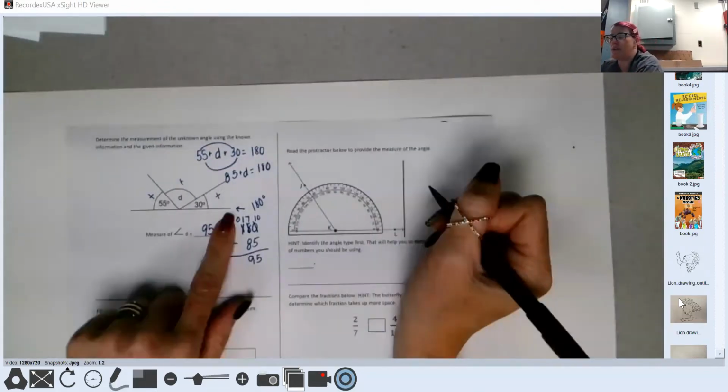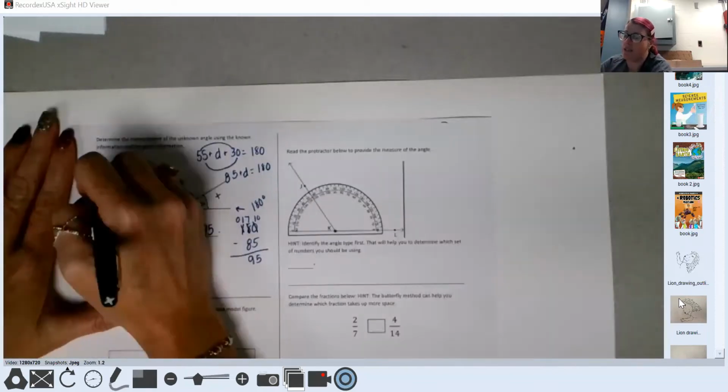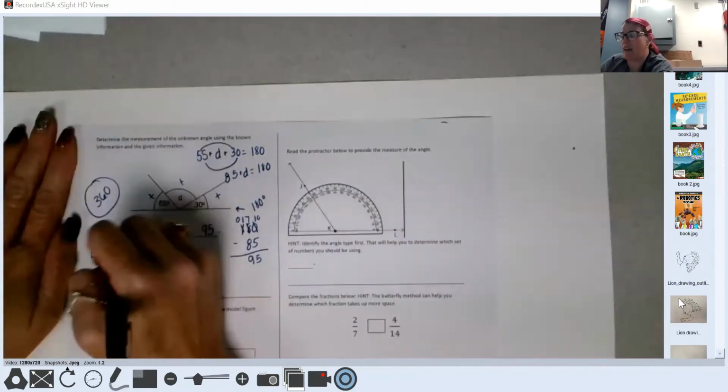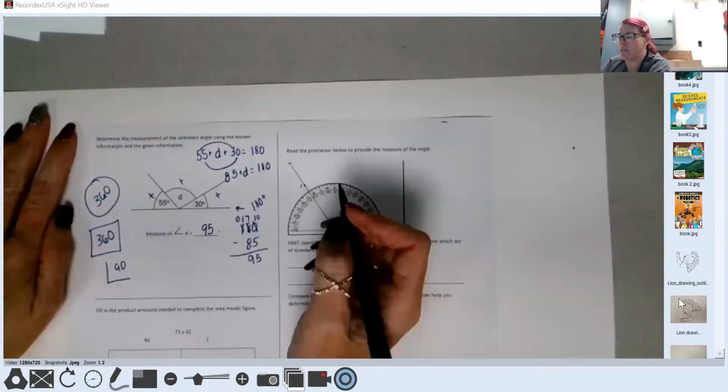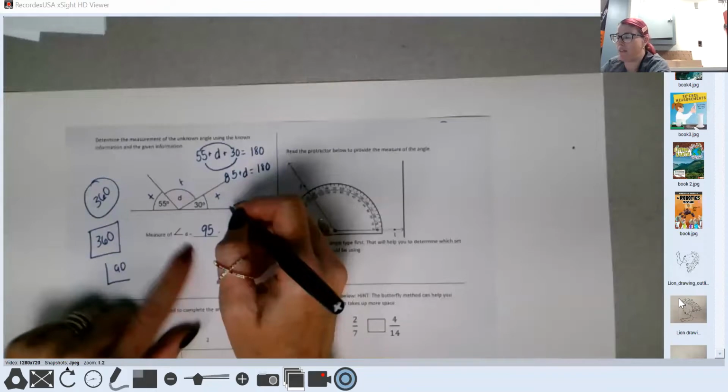That's what I knew, a line. Remember, a circle is 360. A quadrilateral is 360. The right angle is 90. So these are all things that we have to know. And a straight line is 180.